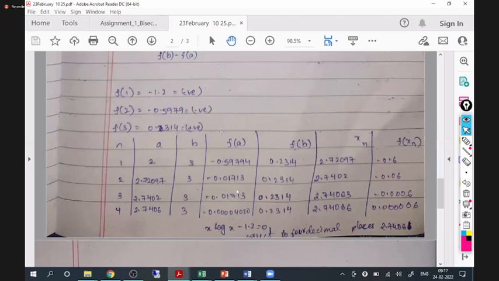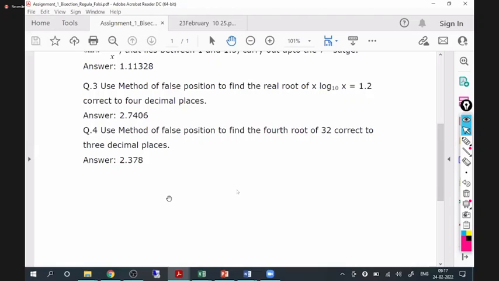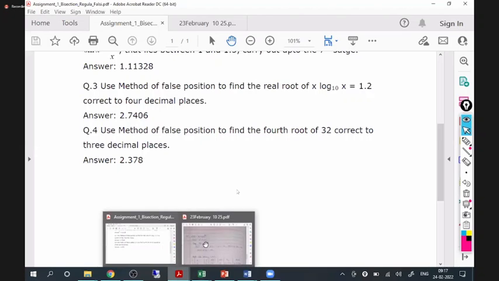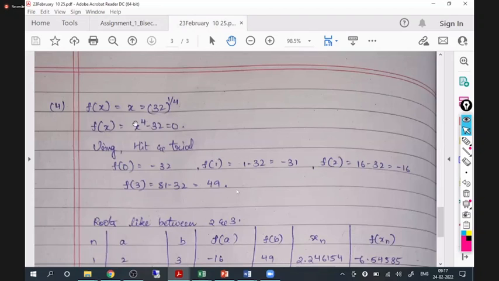And the last, fourth question of the tutorial: use the false position method to get the fourth root of 32. Few of the students had doubts before about how to write the equation, but we discussed that in the class also. As f(x), we want x equal to 32 raised to 1 by 4. So it is x^4 minus 32 equal to 0.